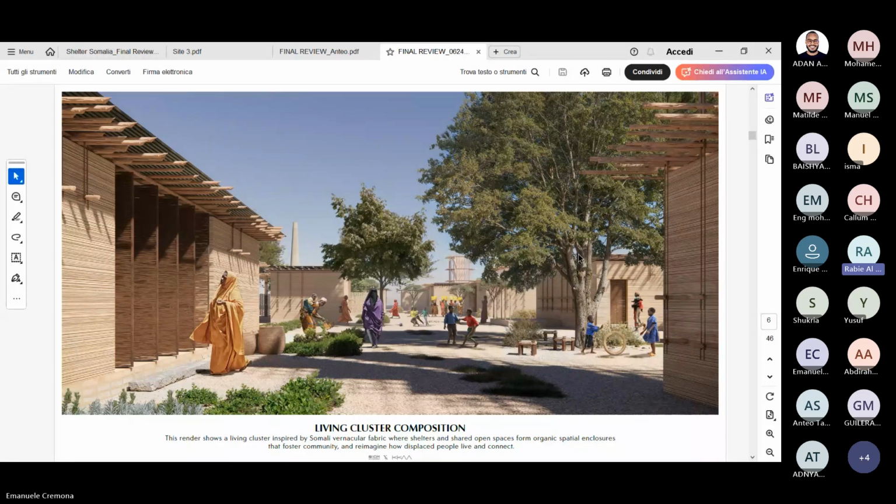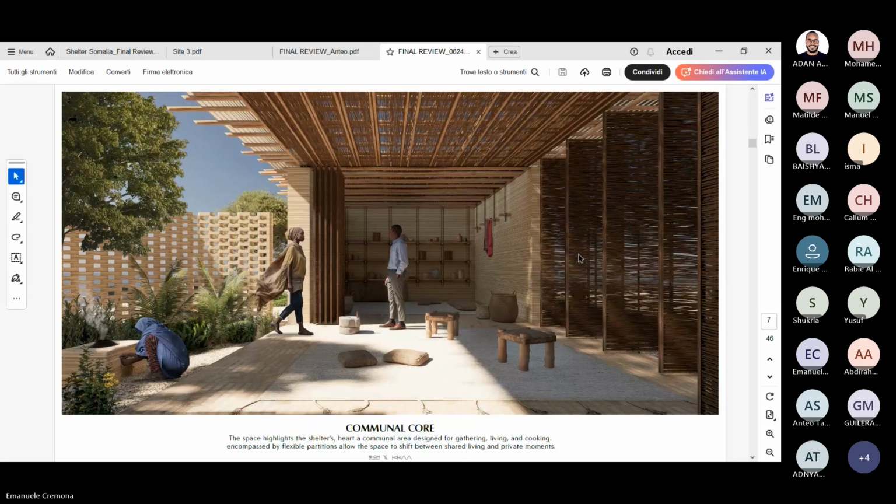This image shows a living cluster inspired by the Somali vernacular fabric, where the shelters and the shared open spaces form an organic spatial enclosure that fosters community and reimagines how displaced people can live and connect with dignity. Next slide, please. This interior space highlights the shelter's heart, a communal area designed for gathering, living, and cooking, with flexible partitions that allow the space to shift between shared living and private moments. Next slide, please.